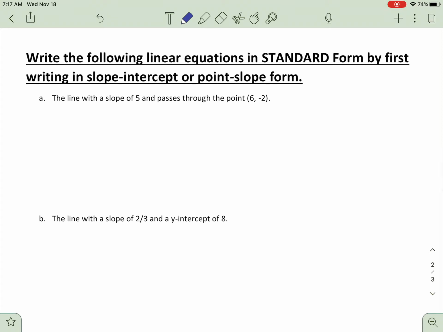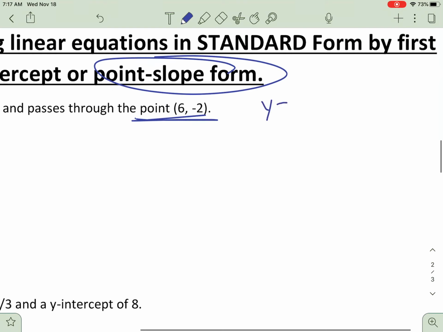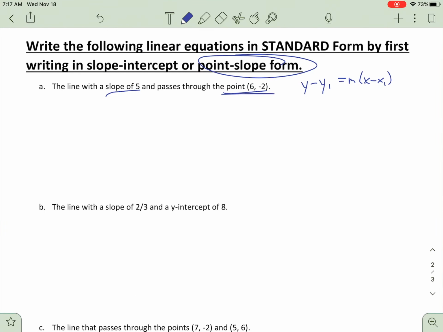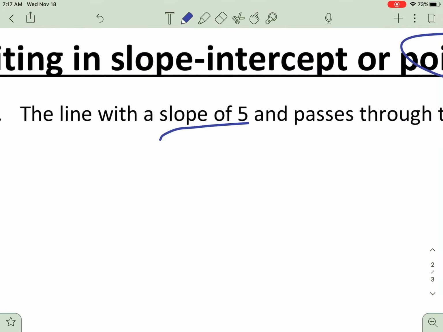By first writing in slope-intercept or point-slope form, whichever is easiest. Okay, so this first one gives you a slope and it passes through a point. So we're going to use point-slope form, which is y minus y1 equals m times x minus x1. It's just the easiest one to do right there. All right, so our slope is 5 and the point is 6, negative 2.